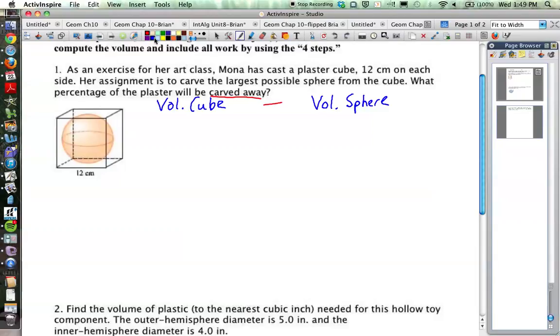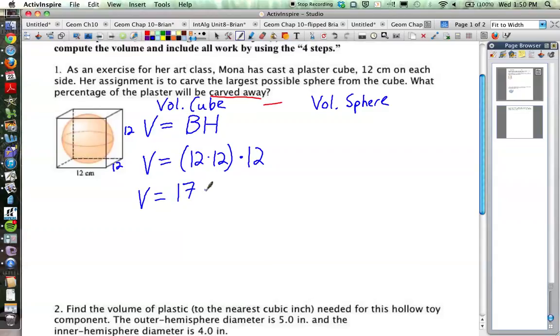Remember, a cube is just a type of prism. So when we are looking at the volume of a cube, we take the area of the base and multiply it times the height. We know a cube has the same dimensions on each side, so it's 12 centimeters by 12 centimeters by 12 centimeters. So the area of the base would be 12 by 12, and the height of the cube is 12 as well. So 12 times 12 times 12 is what we have here. The total volume comes out to 1,728 cubic centimeters. So that's the volume of our cube.